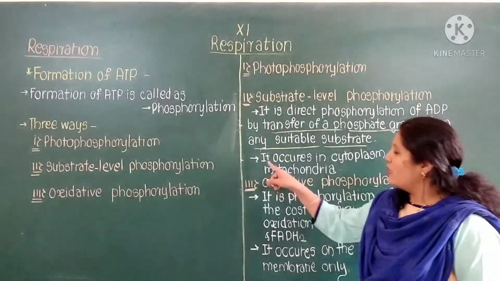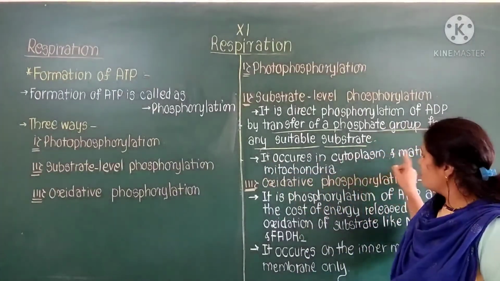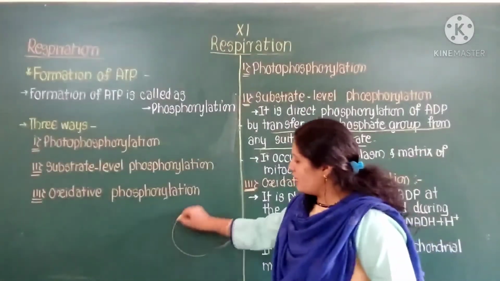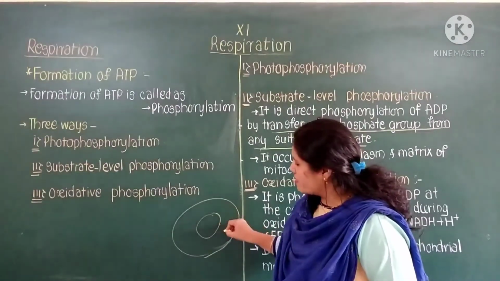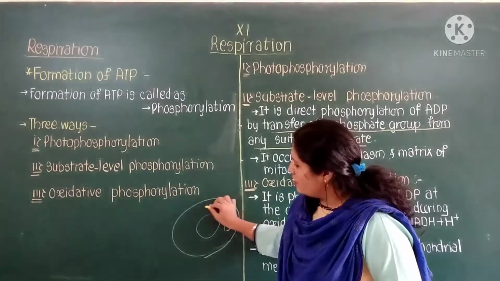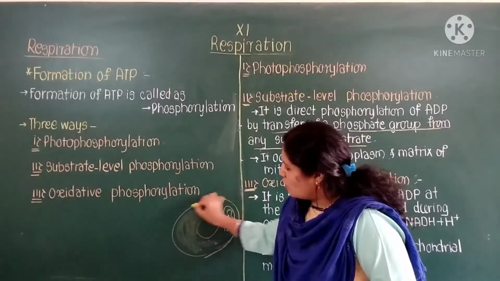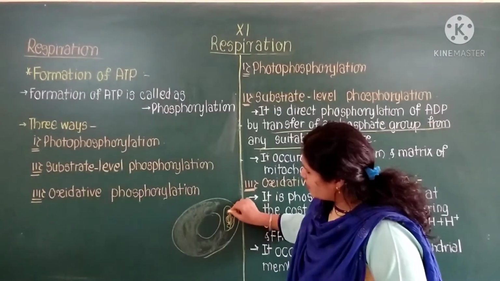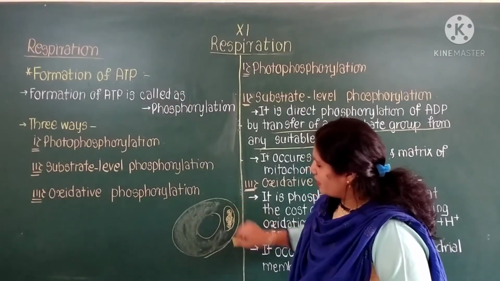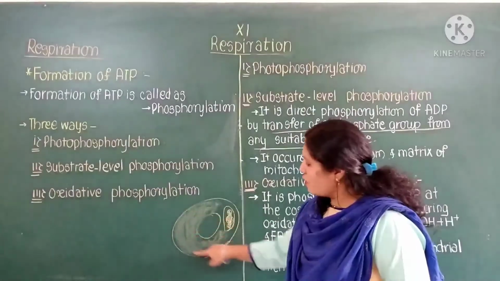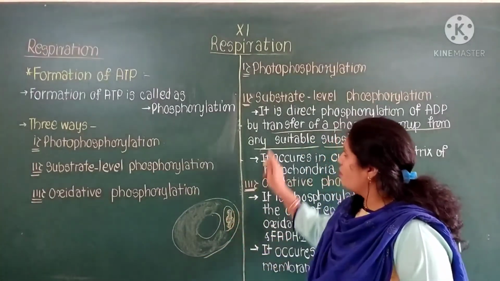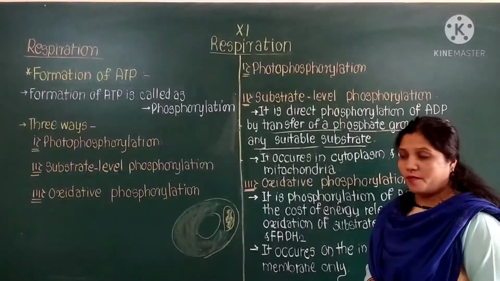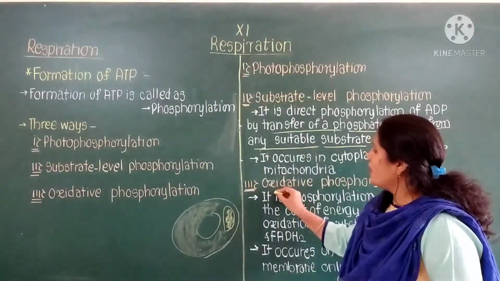Now the next thing is, it occurs in the cytoplasm and the matrix of mitochondria. Suppose the cell is like this, inside the cell this is the nucleus, here the mitochondria, and here this is the cytoplasm. So in this cytoplasm as well as inside the matrix of the mitochondria, the substrate level phosphorylation takes place. That means ATP is produced over there.